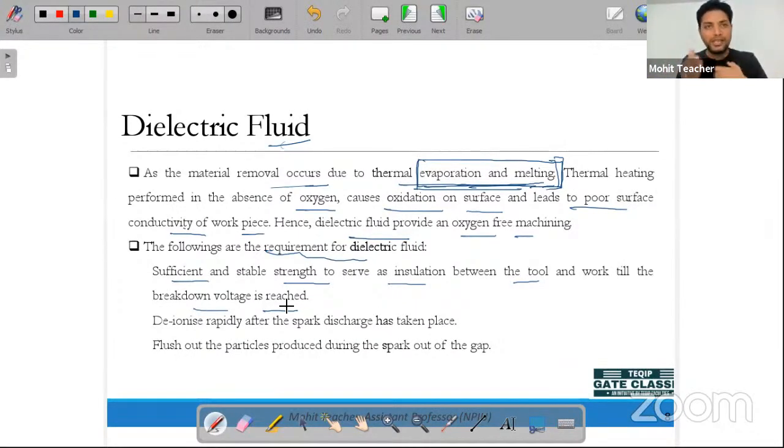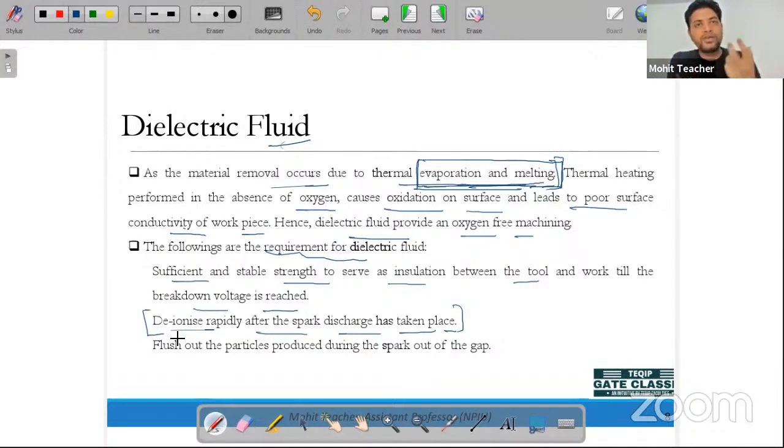Okay, so that's why we need that to absorb, means to provide some compressibility to that shock wave. We have to use the dielectric fluid. It should be deionized rapidly after the spark discharge has taken place. Yesterday I also talked about this one, rapidly after the discharge has taken place.